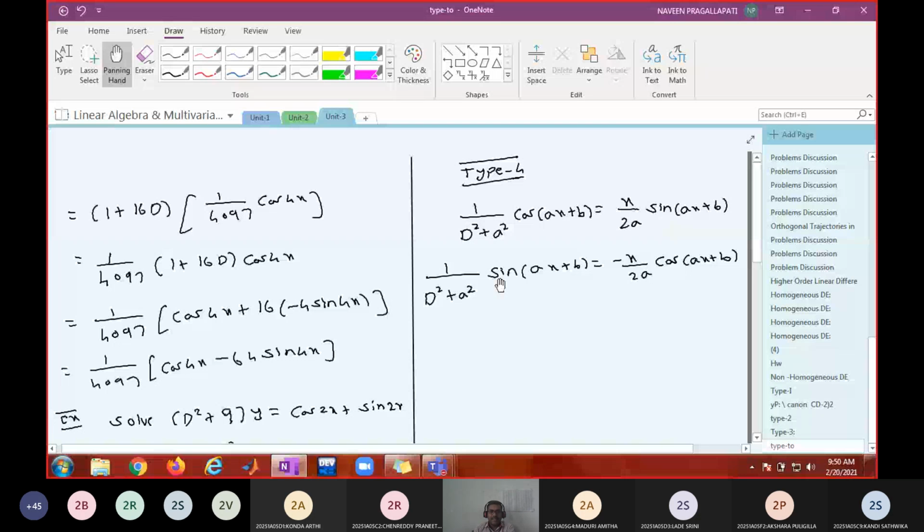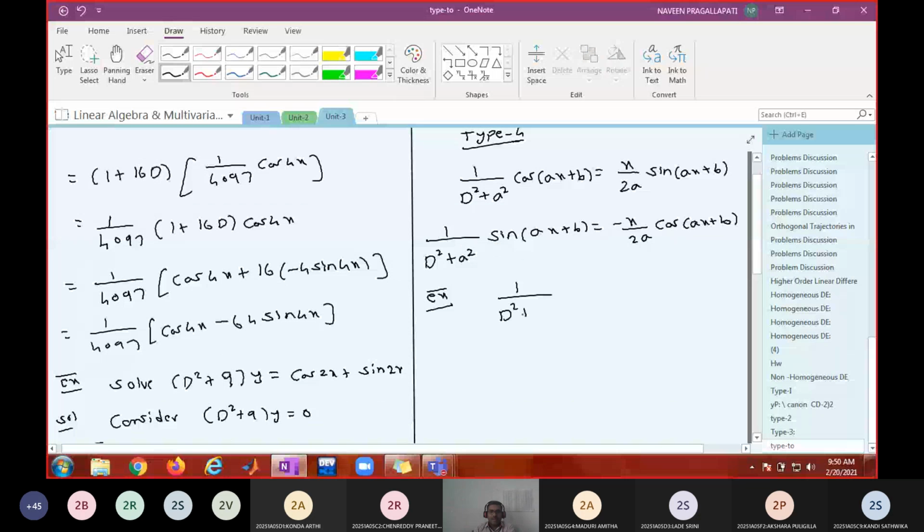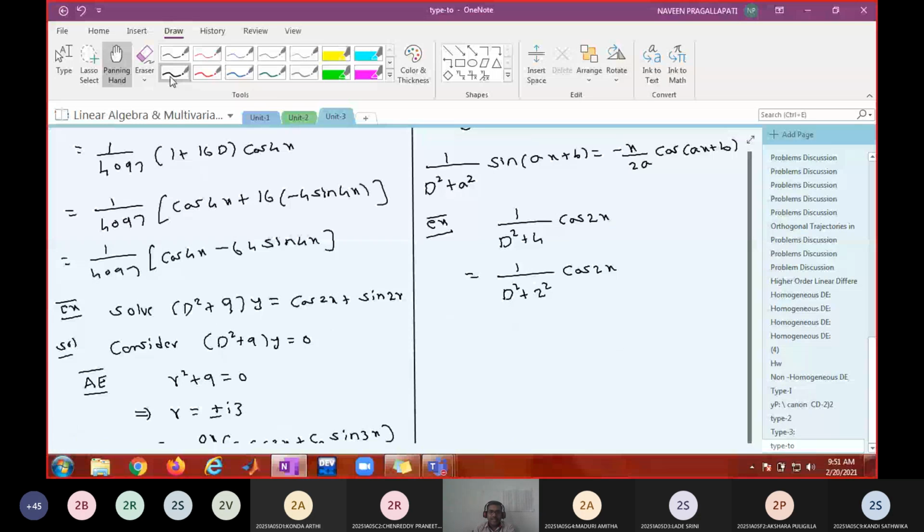Now, for example, if it is something like 1 by d square plus 4 cos 2x, what is the answer? I can write it as 1 by d square plus 2 square cos 2x. So it is in the form 1 by d square plus a square cos ax. According to type 4, it is going to be x by 2a, 2 into 2, sin 2x. Answer is x by 4 sin 2x.